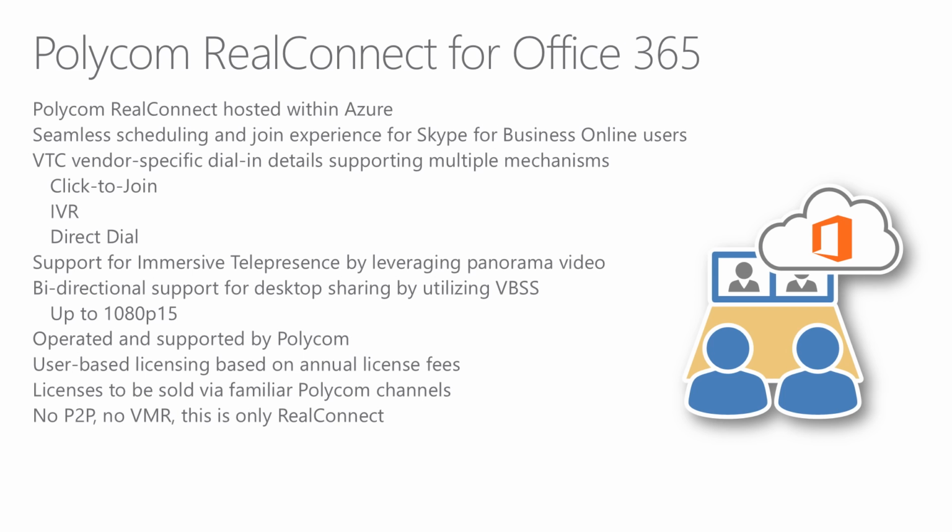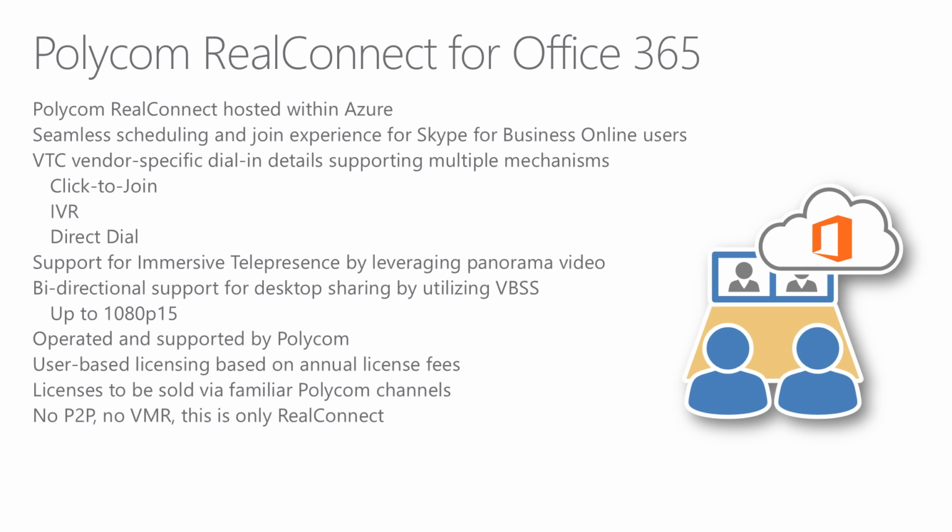So let's talk through some of the RealConnect for Office 365 functionality that's available at launch. First of all, this is a hosted service, hosted by Polycom in Microsoft's Azure data centers, and those data centers are going to expand as we roll out globally. Native, or seamless, scheduling is also available at launch, and we're using the existing Skype for Business add-in that end users are leveraging today.